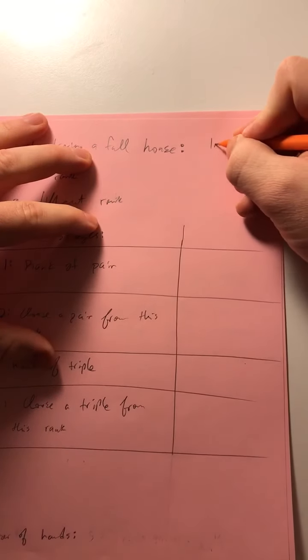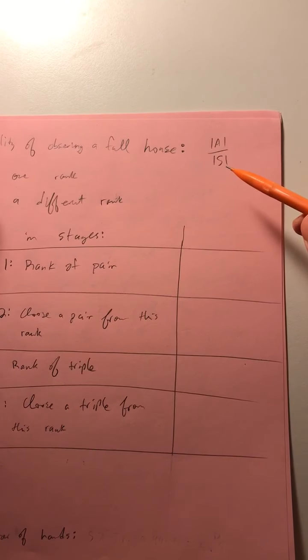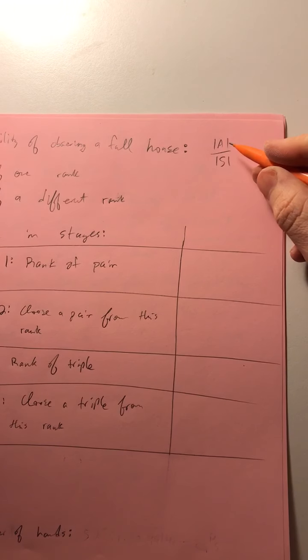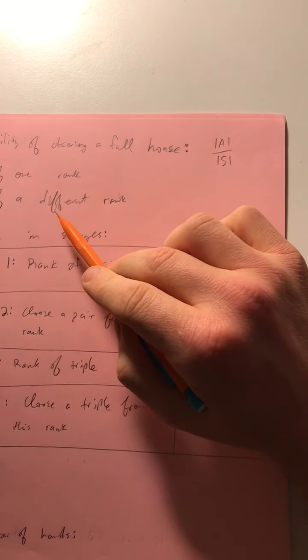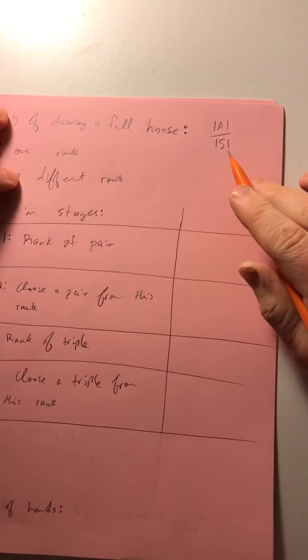Okay, so this is our discrete uniform probability. Count the number of events in the sample space, which in this case is the total number of different hands I could have. And I want to count the number of those events in which I have a full house. Okay, so let's do the easy part first, with the denominator.